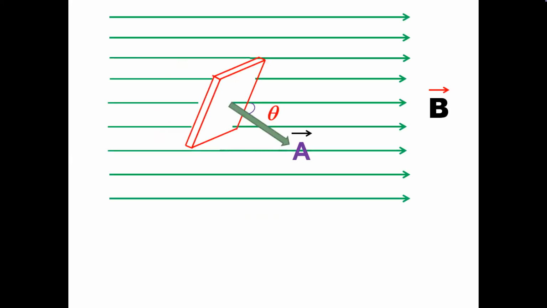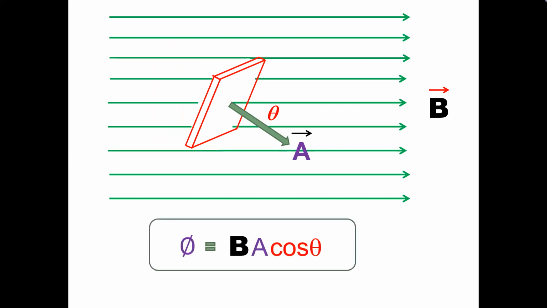Now, look at this new diagram. Now, area is making a new way with the B. The arrow on the area is making angle theta with the magnetic field. Now, the formula is BA cos theta. If you carefully see, sine theta has been replaced by cos theta. You have to copy this screen.